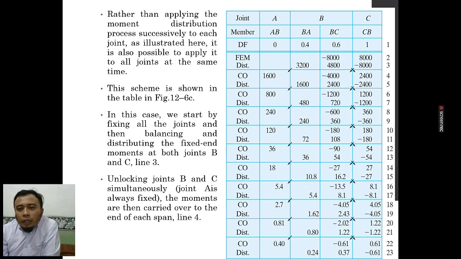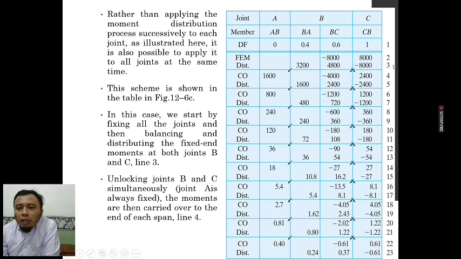Another method is to apply the moments concurrently. Instead of going from C to B and then back to C, because there is no moment at A, we can do it concurrently. We apply the moment. As you can see here, this is the FEM that we have calculated from the formula, and then we unlock the moment. In between, there is a phase of unlocking the moment where 8,000 becomes negative 8,000, and then this negative 8,000 becomes 8,000, and then the unlocked moment is multiplied by the distribution factor.